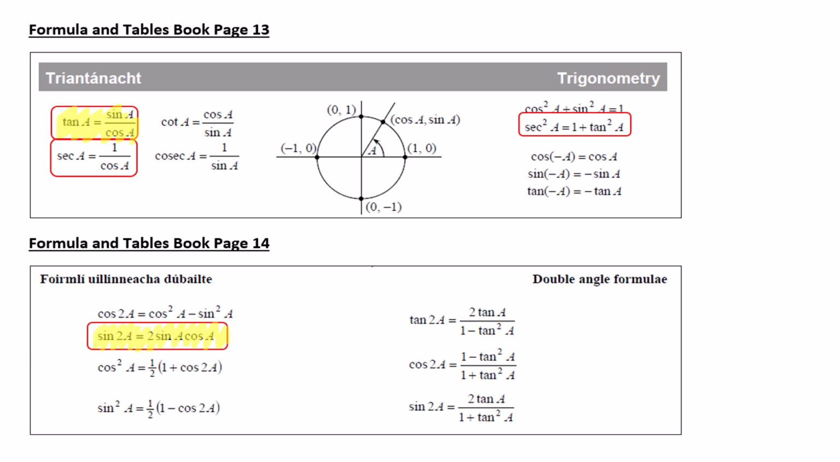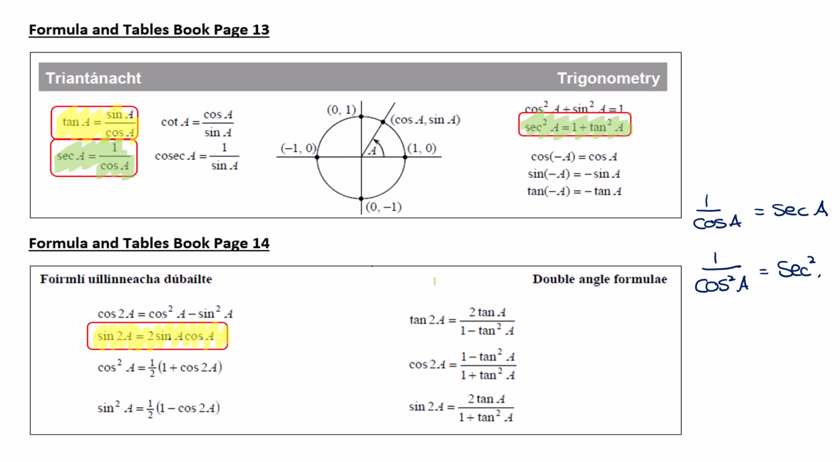The third one is a little bit different. So we have two bits of information on page 13 that we need to connect together. So sec A is 1 over cos A. Okay, so that's our first bit of information. The second one is sec squared A is 1 plus tan squared A. So really what we're saying here is 1 over cos A is equal to sec A. So by squaring both sides, we get 1 over cos squared A is equal to sec squared A.